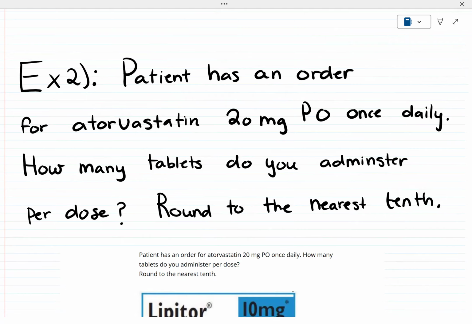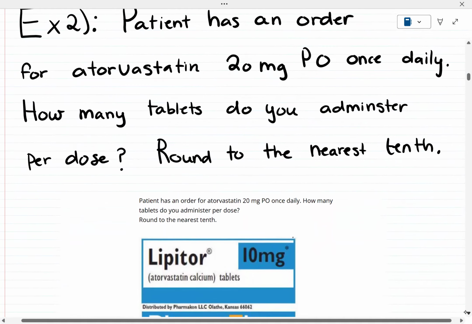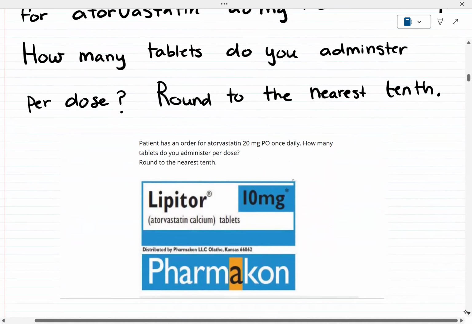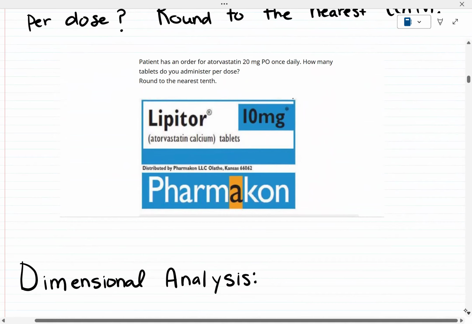And here's the label. It is a Lipitor and it was given 10 milligrams. So this is kind of also important. The question says, how many tablets? So our final units will have to be in tablets. Do you administer per dose, round to the nearest tenth?